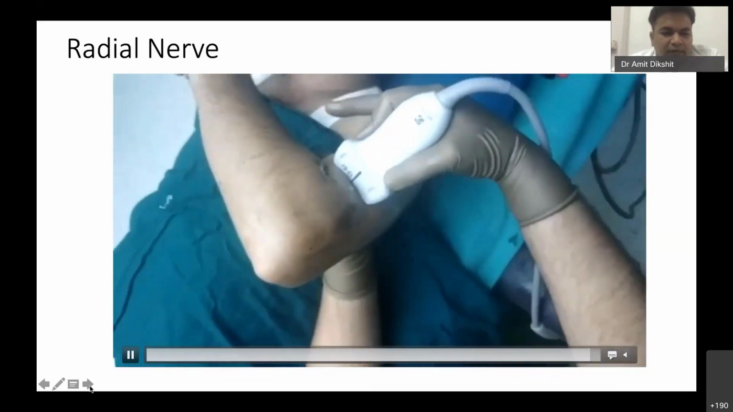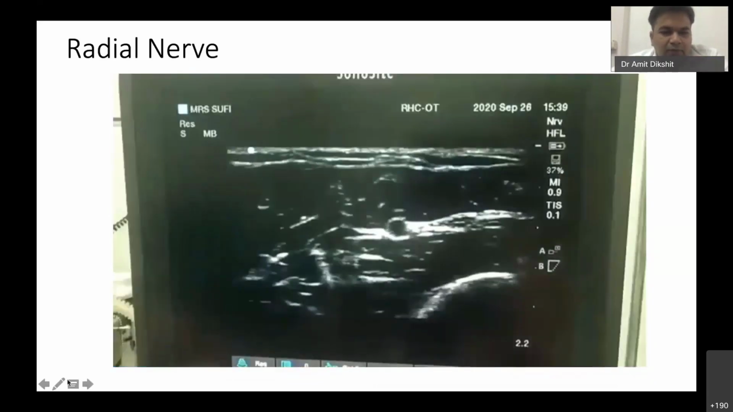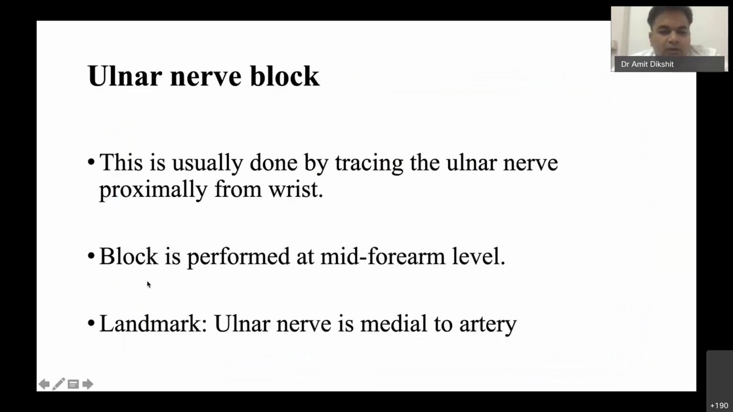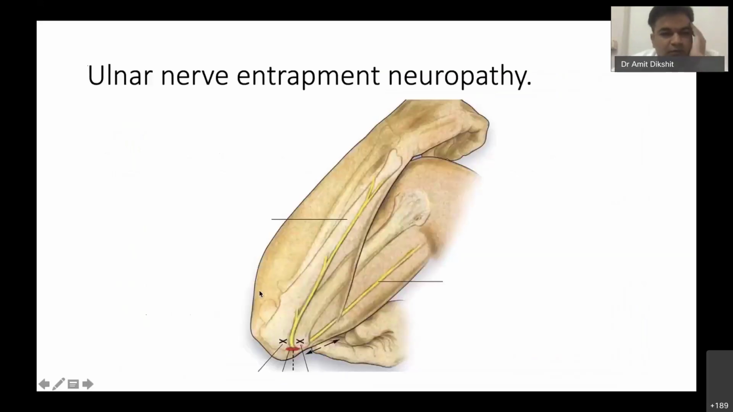So that was all about radial nerve. Now I'm coming to the ulnar nerve block. Now ulnar is a very superficial nerve. It is nicely seen. It can be blocked at multiple levels. What is recommended is a forearm block. Now one word of caution, which was already highlighted: it should not be blocked near the bony prominence of the olecranon, which can lead to ulnar nerve entrapment neuropathy. So even though the nerve is highly superficial, it is not desirable to block it at that level.